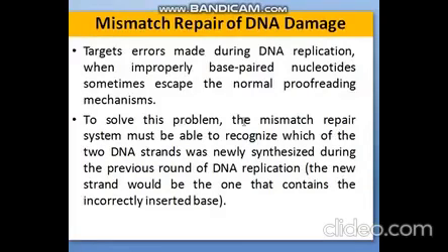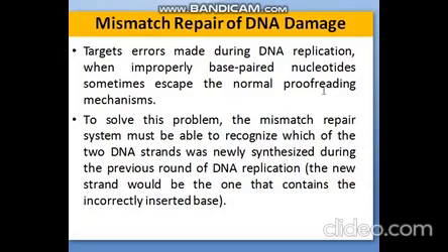Mismatch repair of the DNA damage targets the errors made during DNA replication. Whenever there is DNA replication, as I told you, sometimes the nucleotides are not properly attached to their relevant nucleotide. So what will be the further step? The proofreading mechanism, which is exonuclease activity. The incorrect base will be replaced by a correct base, but again sometimes that proofreading mechanism does not work, right? So what will happen to solve this problem?